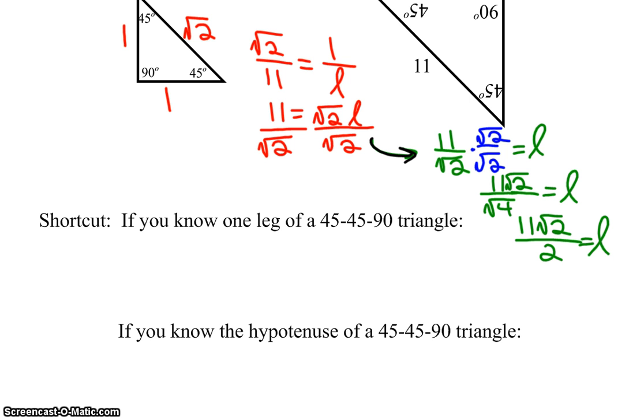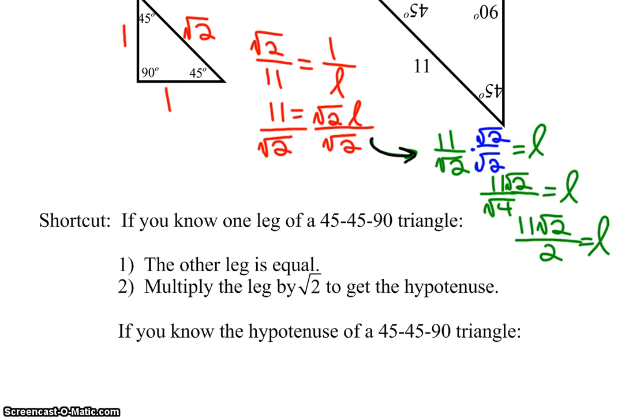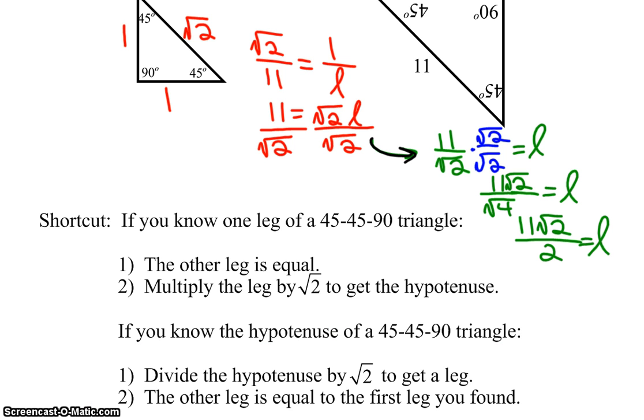Now, again, there are shortcuts you can use. If you know one leg, it's pretty simple. All you have to do is know that the other leg is going to be equal and multiply by the square root of 2 to get the hypotenuse. If you know the hypotenuse, it's a little bit trickier because the first thing you have to do is divide by the square root of 2 to get a leg. But once you know one leg, the other leg is exactly the same.